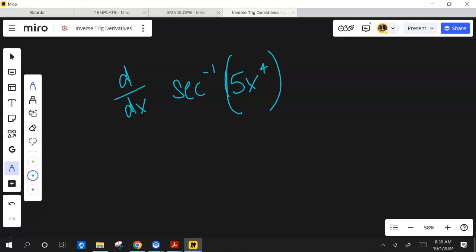No, this is not a particle motion. This is just find the derivative. There's an X in the answer, yes. Okay, this is not a particle motion one. The last one was, this is just find the derivative. Just find the derivative. Why what? Because your argument is more than just X.